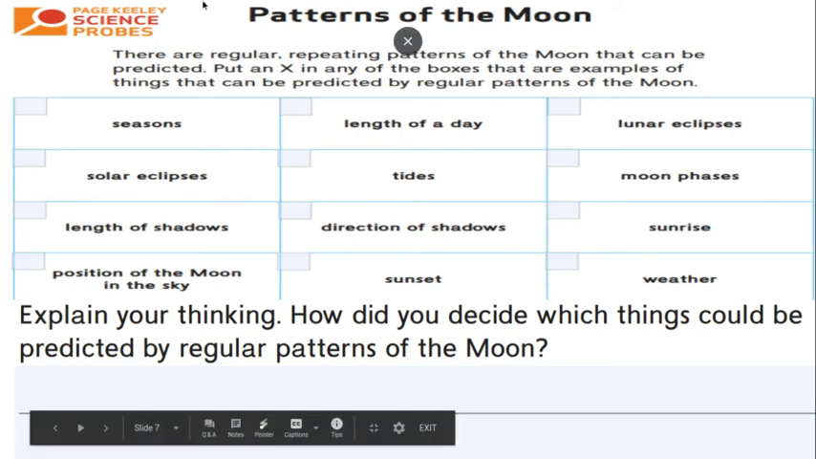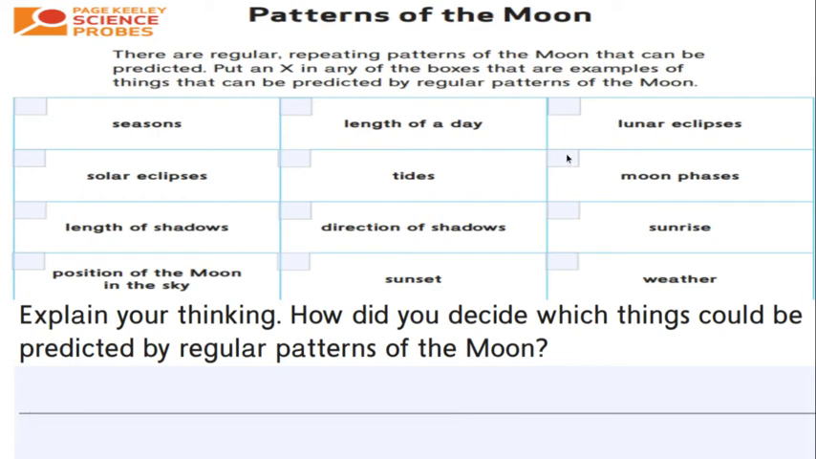Okay, so I hope you were able to complete that activity in your copybook. One of the boxes or phrases I would have written down as my prediction is moon phases. So if you look up here, boys and girls, moon phases. And the reason why I'm predicting that this is a thing that can be predicted by regular patterns of the moon is because I notice at night that the moon does not always look the same. So I'm thinking that it follows some sort of pattern, okay? So you may have also written down moon phases as well as some other things in some other boxes.